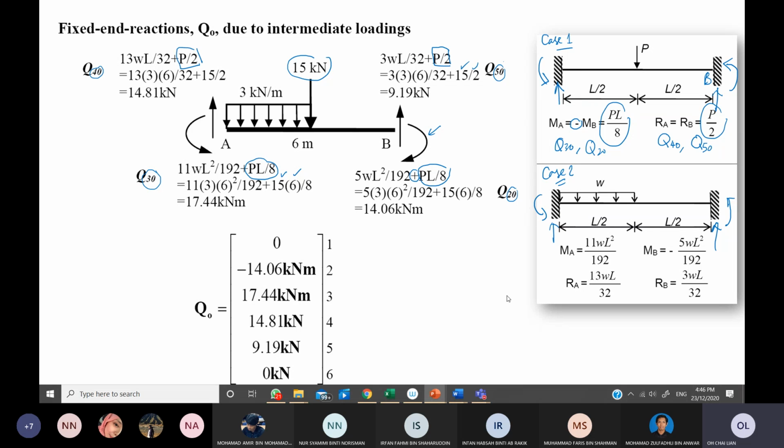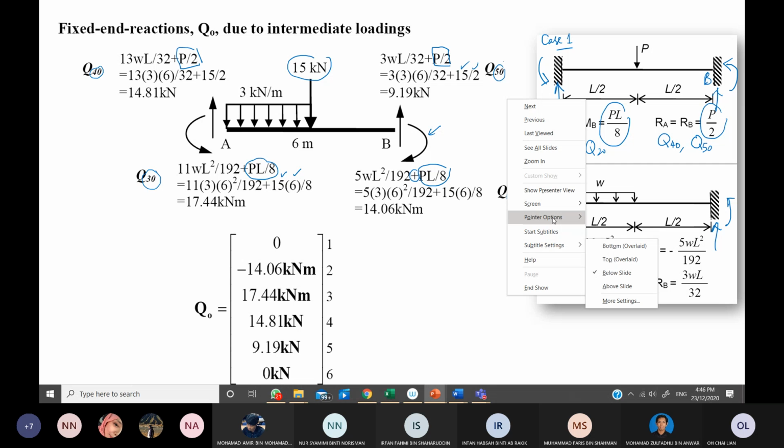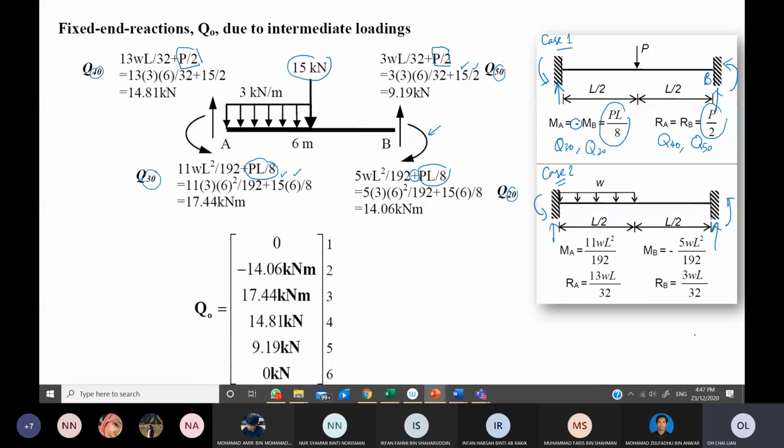I change my pen. Okay, let's see, purple. So now case 2, the loading is exactly like case 2. That is very good, so we can directly use the template.